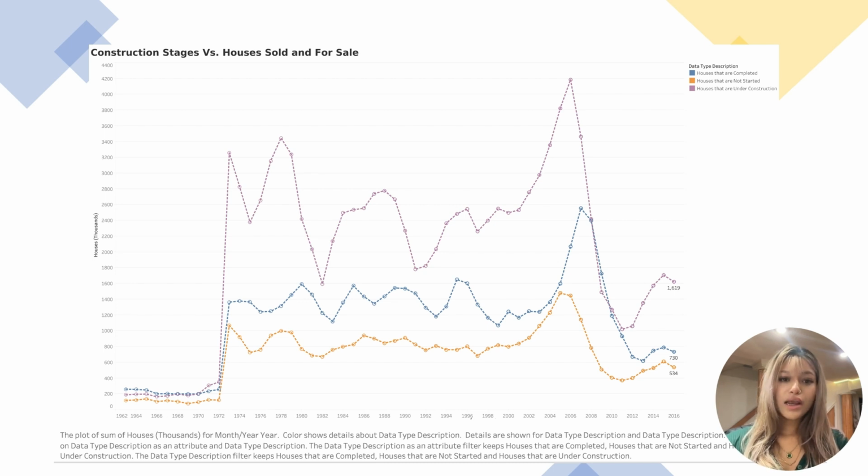Recovery in the 1990s and early 2000s was fueled by economic stability and easier access to credit, but the sharp decline after 2006 reflects the housing crisis. The relationship between these variables reveals some key dynamics during periods of growth, such as the 1990s. Increases in construction, especially homes under construction and completed, coincided with rising sales.